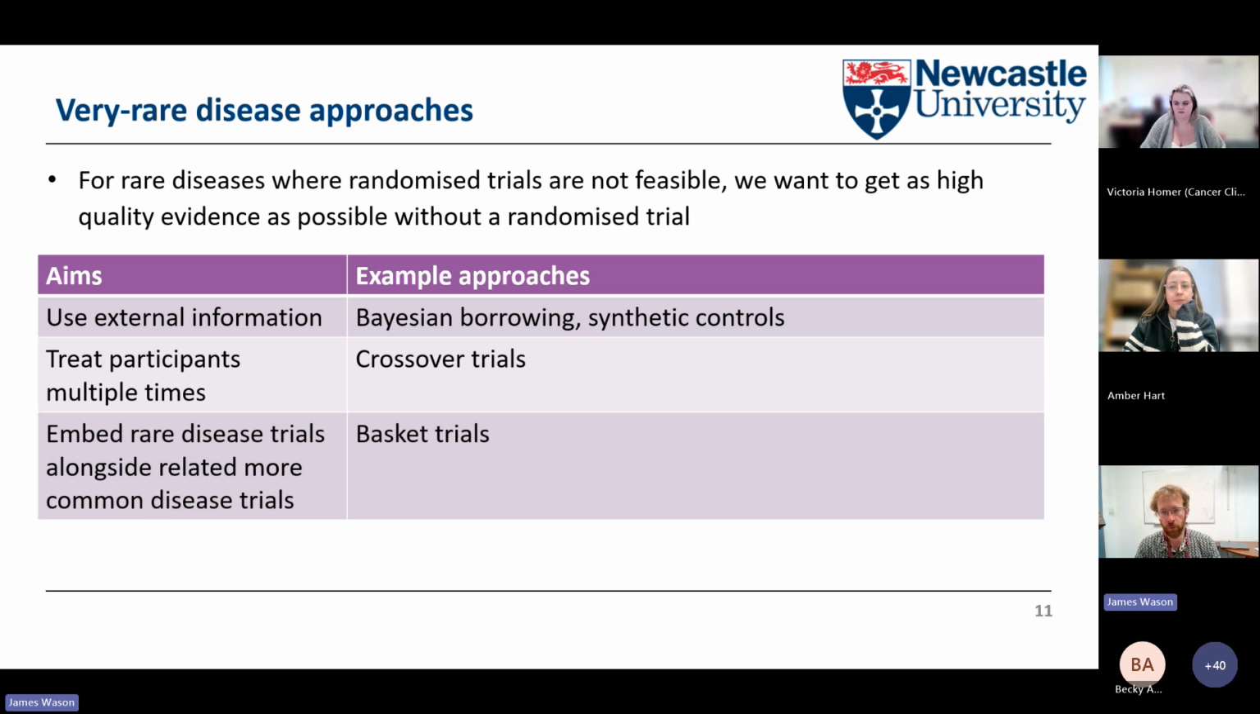If we're in the setting, maybe a chronic disease, for example, where we can treat participants multiple times, then approaches like crossover trials and N-of-1 trials can allow us to have very efficient evaluation of multiple treatments. So it's still a randomized trial, but it's not a parallel group trial anymore. And also, if we have a rare condition that's associated with a more common condition, and in a way that a drug or treatment might be promising for both of them, perhaps we can embed rare disease trials alongside the more common disease trial and get more information that way.